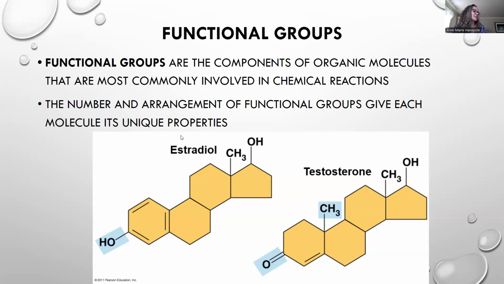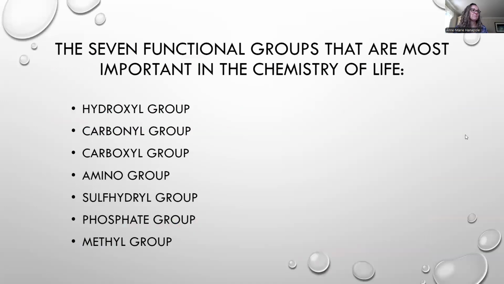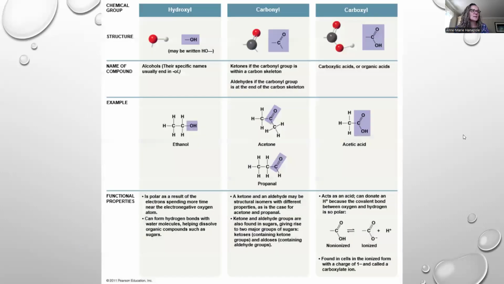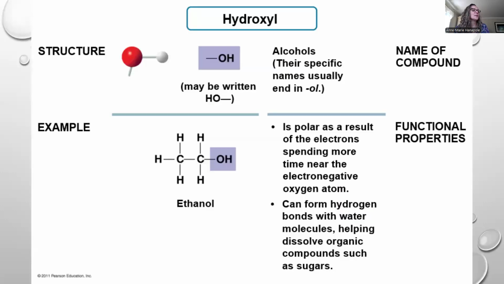So here, just for example, if we look at these two are steroids. They look very similar, but they've got different functional groups attached onto them. So they're going to work very differently. They're both steroids, but they're going to have a different role in the body because of the different functional groups that they have attached onto them. So there are 7 functional groups that are important when we're looking at biological molecules. But again, you don't have to memorize them. We will see them as we go through the year.